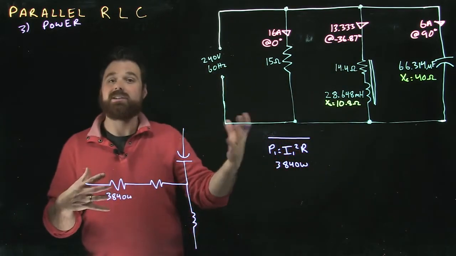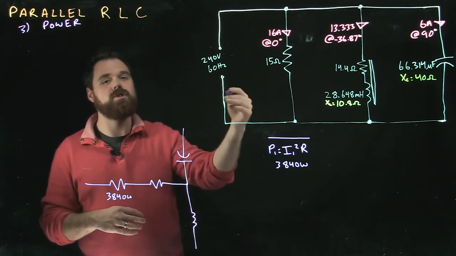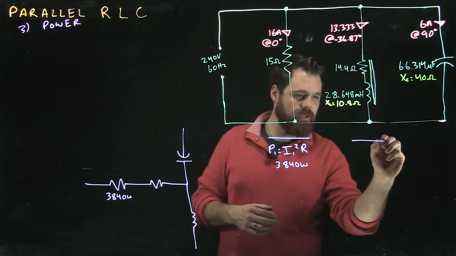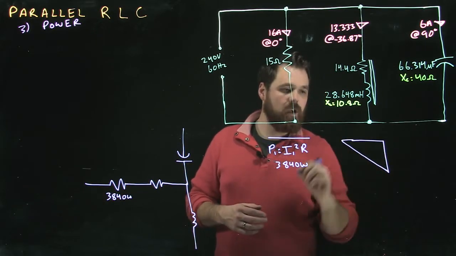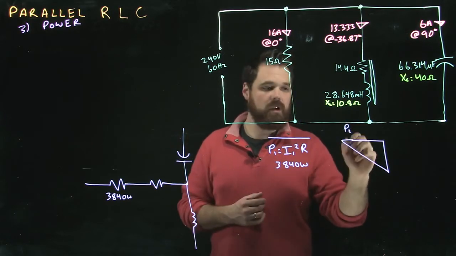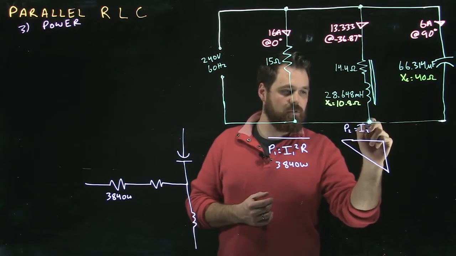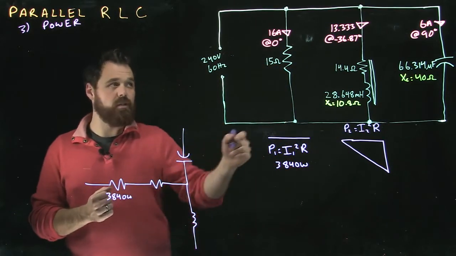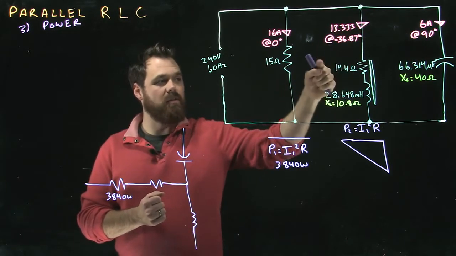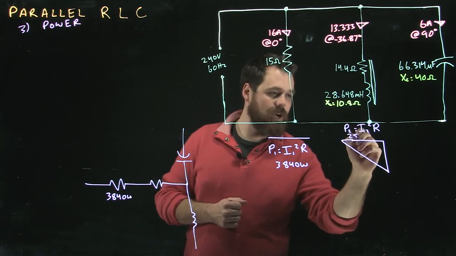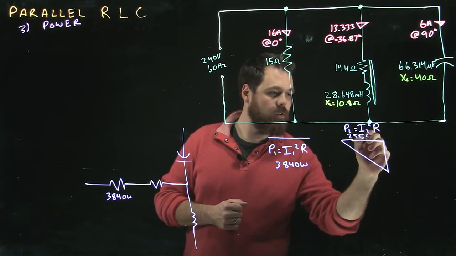Then I move along to my coil. Now my coil is always going to be the toughest part because it has both the resistive and the reactive components. But we know it's going to create its own little triangle. Up here, I'm going to go P2, power 2, equals I2 squared times the resistive component of the coil. Now it's very important that I'm using the current flowing through the coil and then only the resistive component of the coil, which gives me 2559.9 watts.